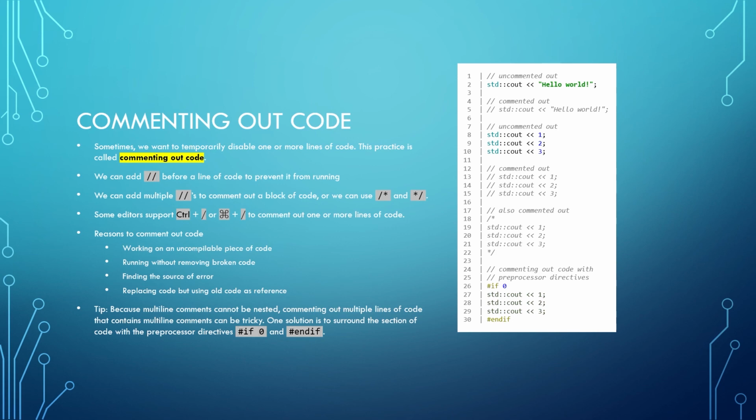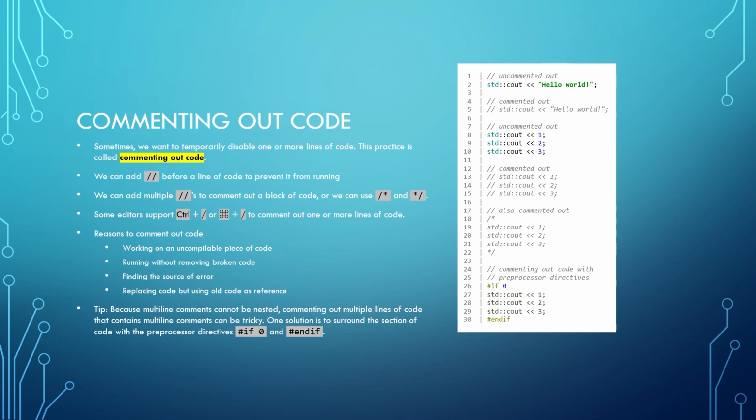And then it's also useful for finding the source of an error. If you've encountered an error in your code and you don't know where exactly it is, you can comment out different lines of code until the error disappears. The last line you've commented out is basically where the error is.